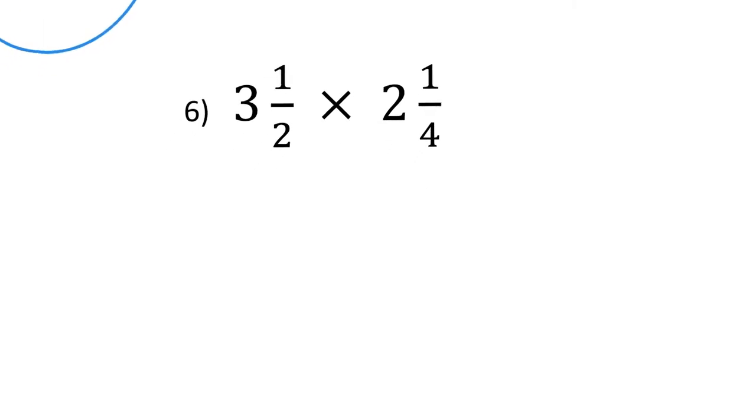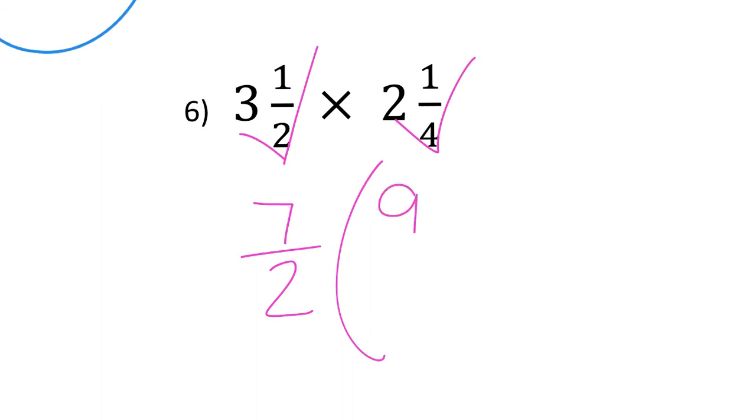All right, making it improper first. 3 times 2 is 6, plus 1 is 7. Leave your denominator of 2. 2 times 4 is 8, plus 1 is 9. Leave the denominator of 4.